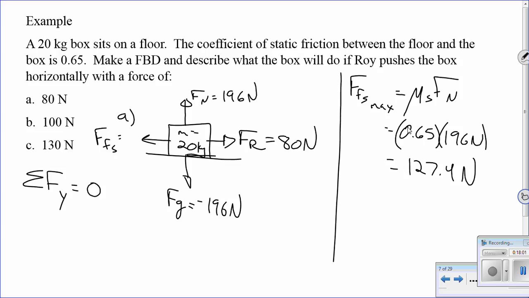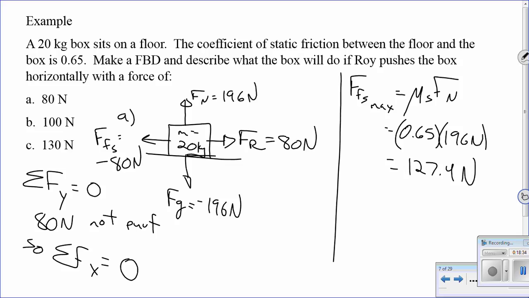It's not going to use the full 127. Because think about what would happen if it did. It would accelerate this way, right? That'd be like Roy trying to push the desk, and then the desk flying back at him, right? Okay, that doesn't make sense. This 80 newtons isn't enough to move it. So that means my net force in the x direction has got to be 0 also. So my force of static friction is going to be negative 80 newtons, and there's your drawing. You're done. Good or no?